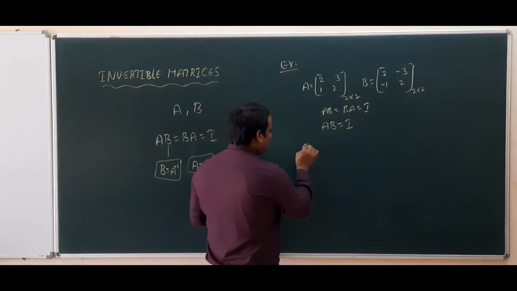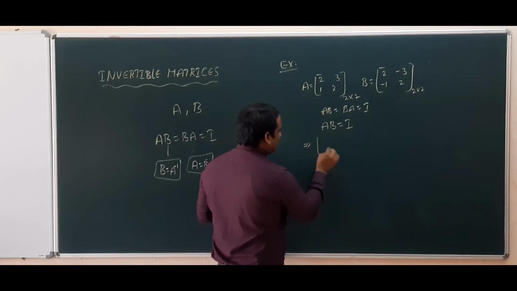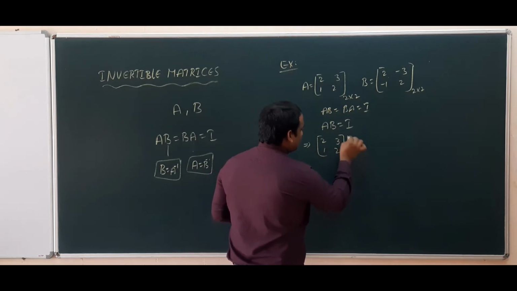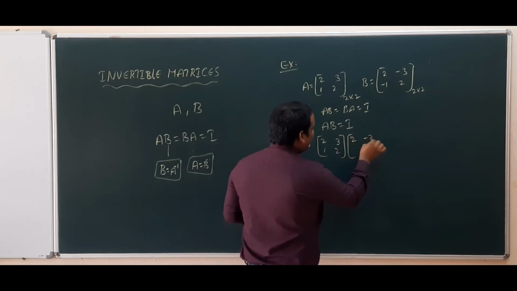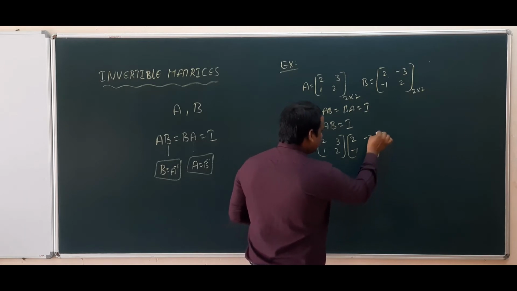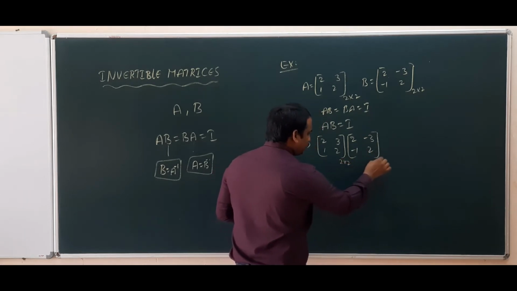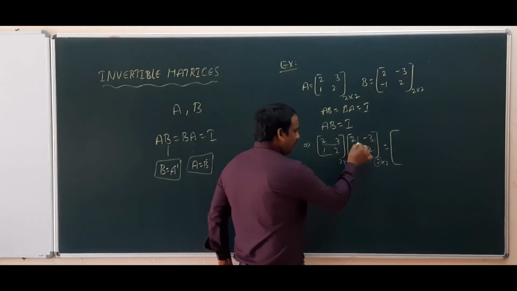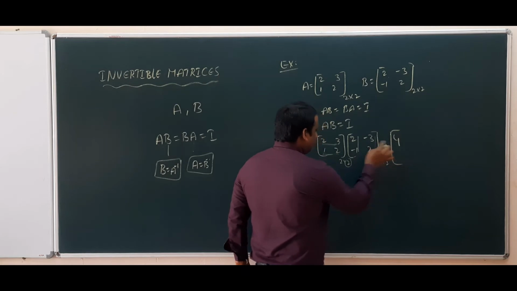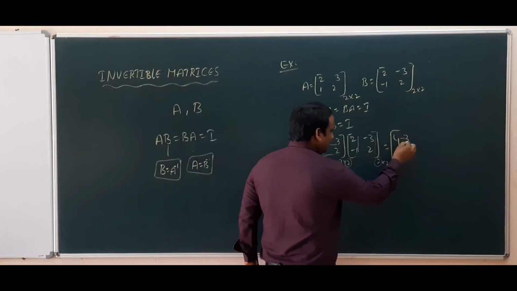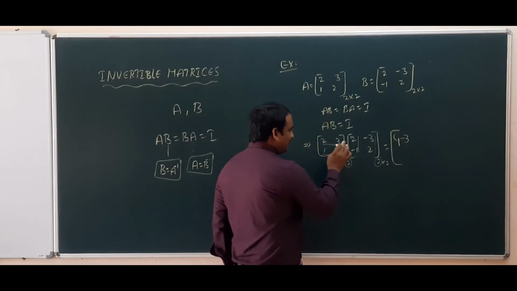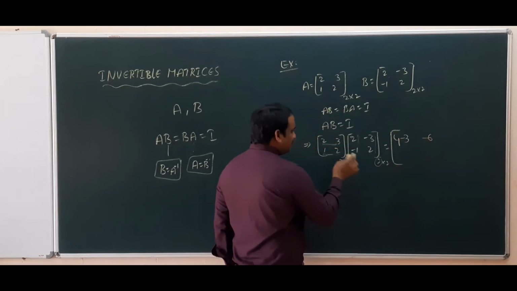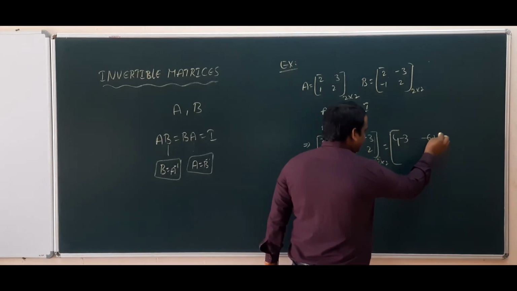Now you can see, taking on the LHS side A matrix, here 2, 3, 1, 2. Next B matrix 2, minus 3, minus 1, 2. Here 2 by 2, here also 2 by 2. You have to multiply first row and first column. 2 twos are here 4, 3 into minus 1, minus 3. Next, first row, second column. Here 2 into minus 3, minus 6, plus 3 into 2 is plus 6.